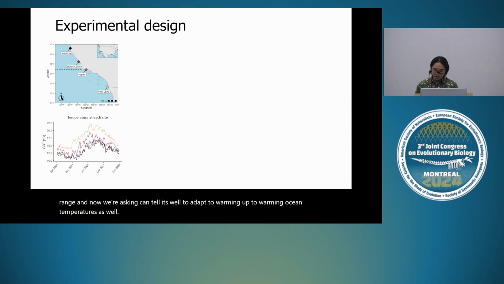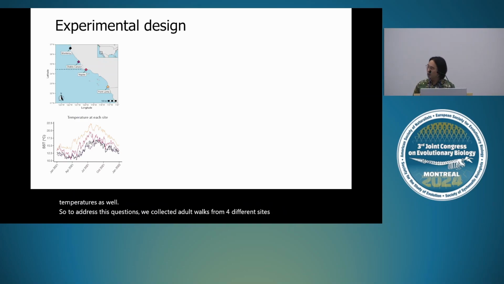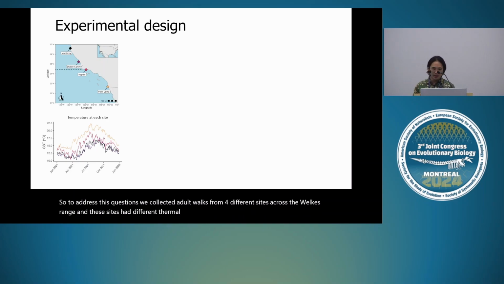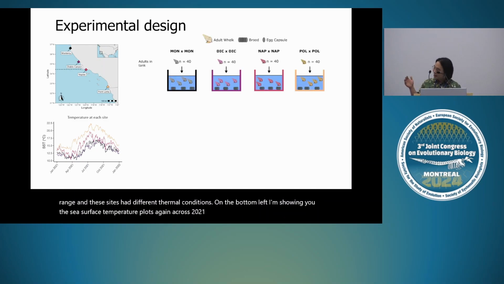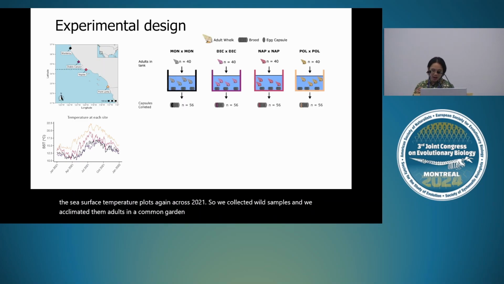So to address these questions, we collected adult whelks from 4 different sites across the whelks' range, and these sites had different thermal conditions. On the bottom left, I'm showing you the sea surface temperature plots again across 2021. We collected wild samples and acclimated the adults in a common garden. We then collected offspring egg capsules when they were laid.